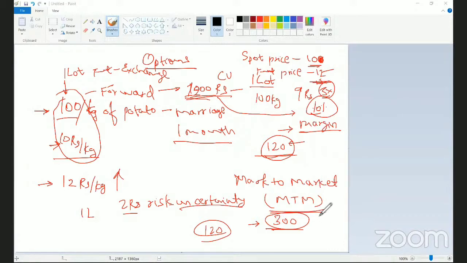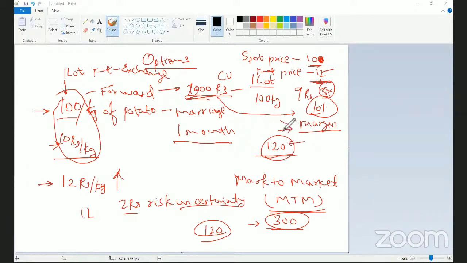Does it make sense? And this is how the futures world moves. This is futures, not options. Am I being very clear? Why do you have to pay mark to market? Why does it get debited from your account? Why does it get credited in your account every day? And why is the margin amount different?